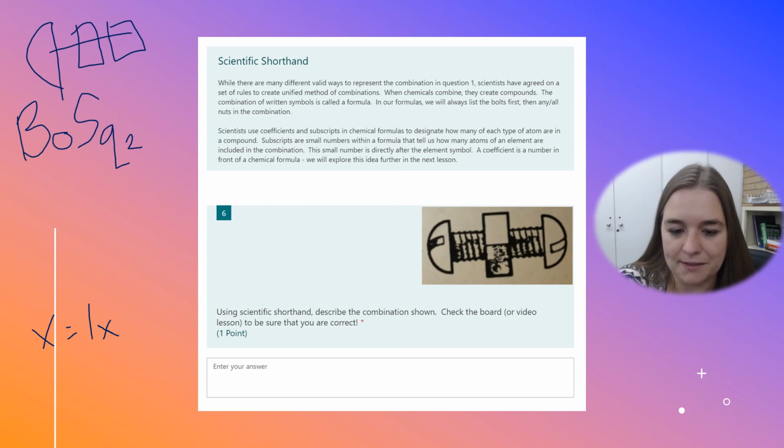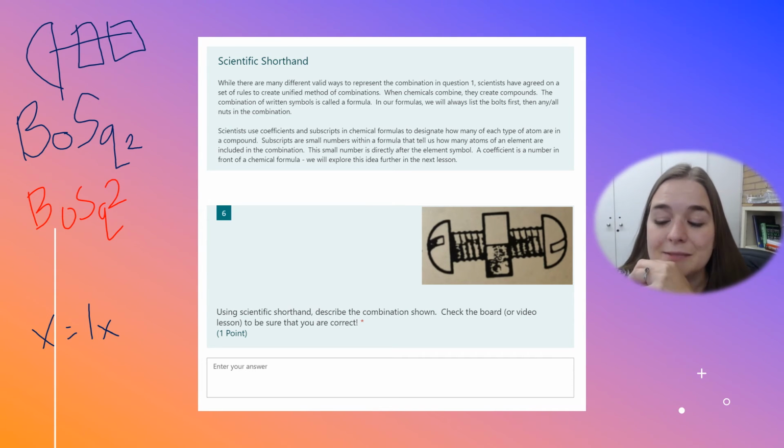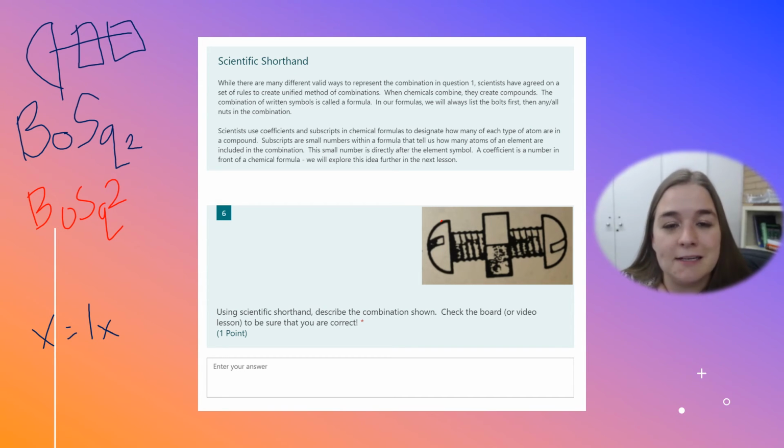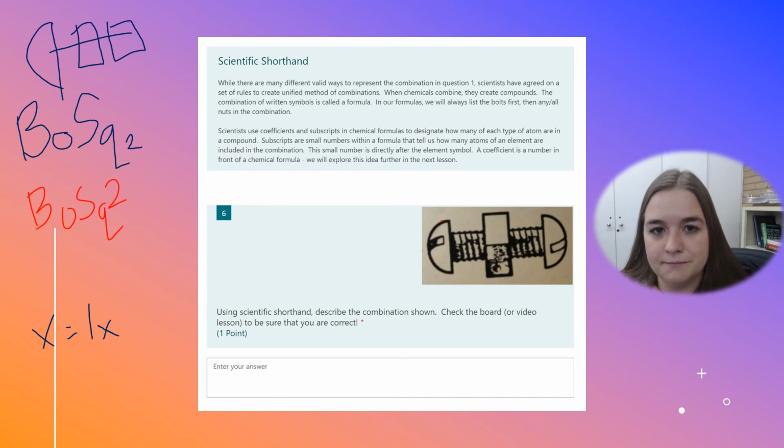Now, when you're typing it into your form here, it'll look like BOSQ2. Your capitalization is still important, but at this point, we don't yet know how to draw subscripts using our typing rules. So now, let's look at the combination that I see on the screen here. This one, I see a short bolt, oh, where's my pointer? A short bolt, I see a square nut, and I see another short bolt. So pause the video now and see if you can write down the combination.